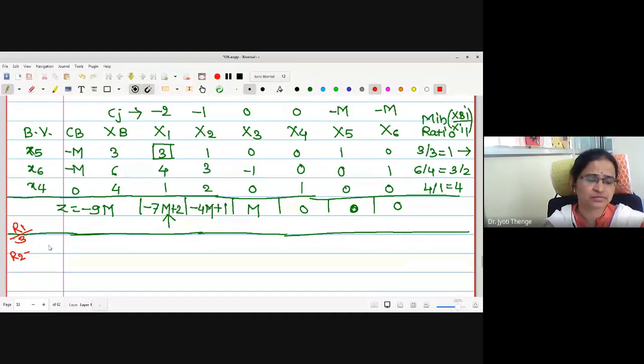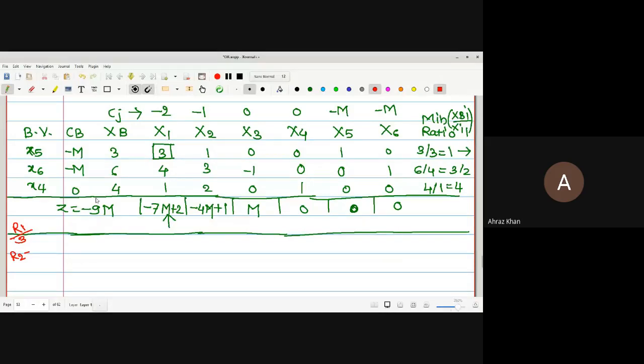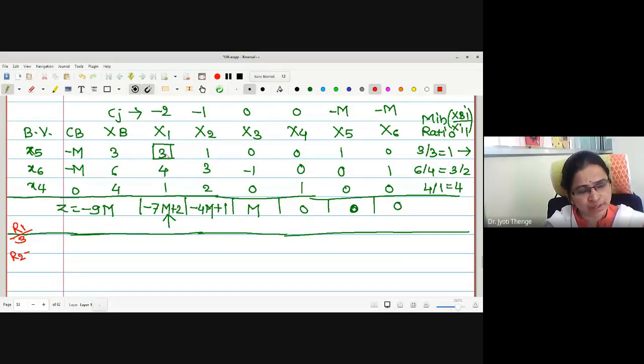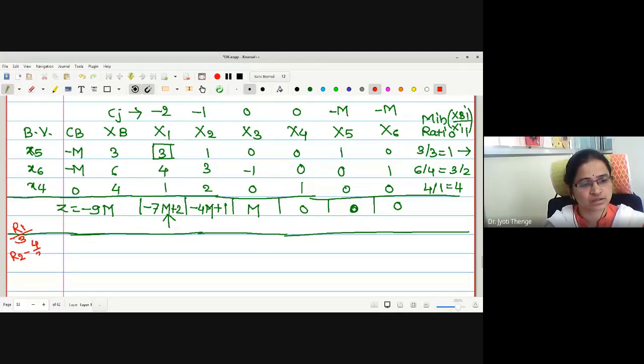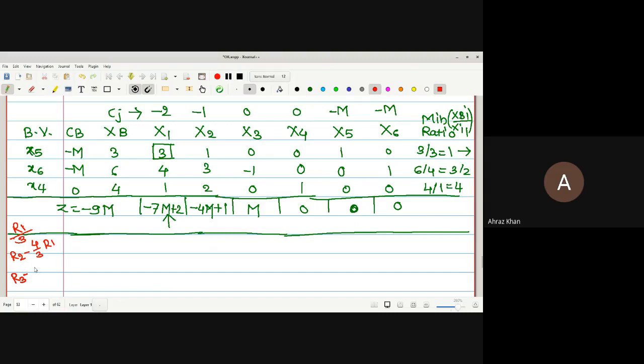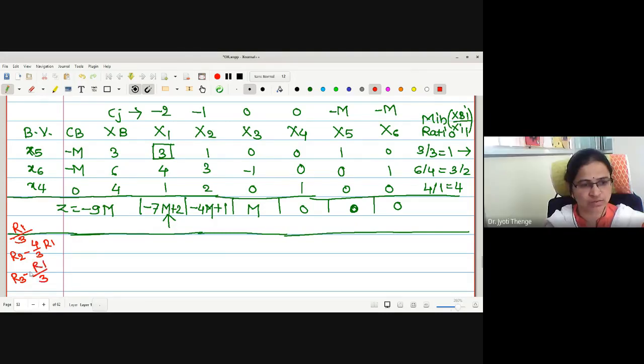It's 3 itself, and this is 4. We should divide this number by 3 and multiply by 4, na? So this is 4 by 3 R1. Correct, na? We will divide by 3 and then it becomes 1, multiply by 4, so that it becomes 4. Now subtract from R2. Next, for the third row, R3 minus R1 by 3.